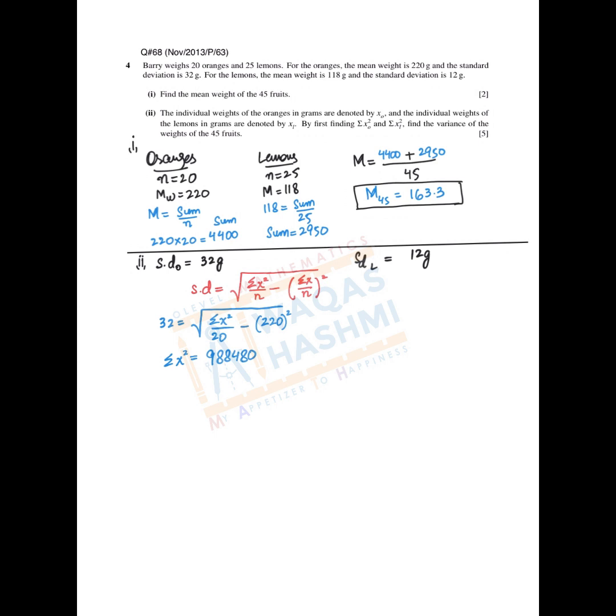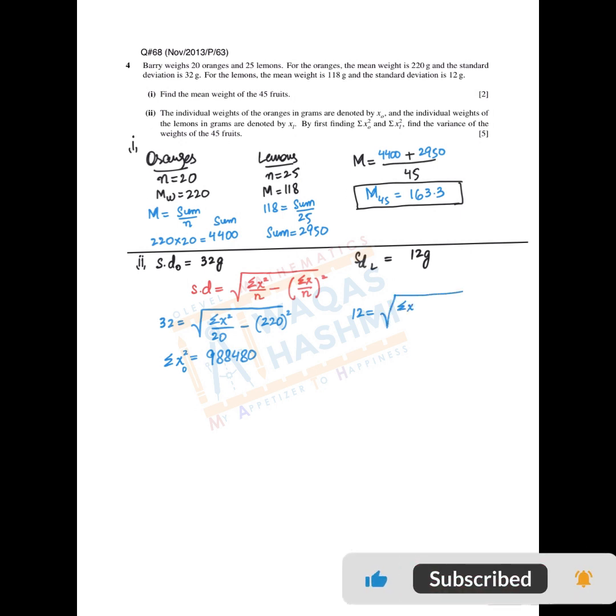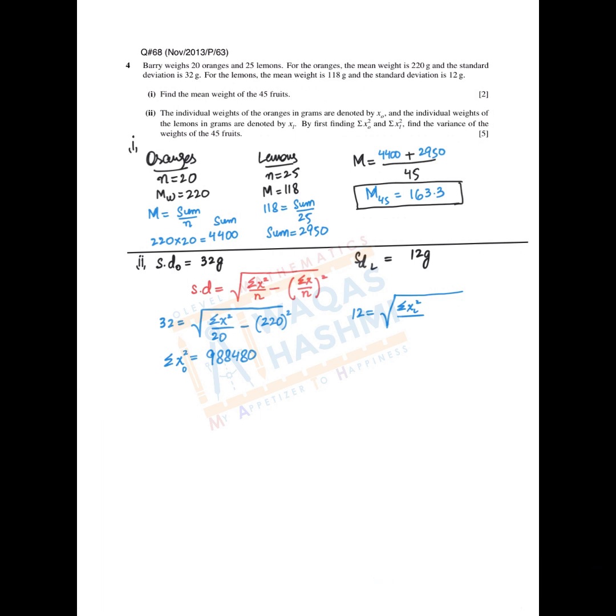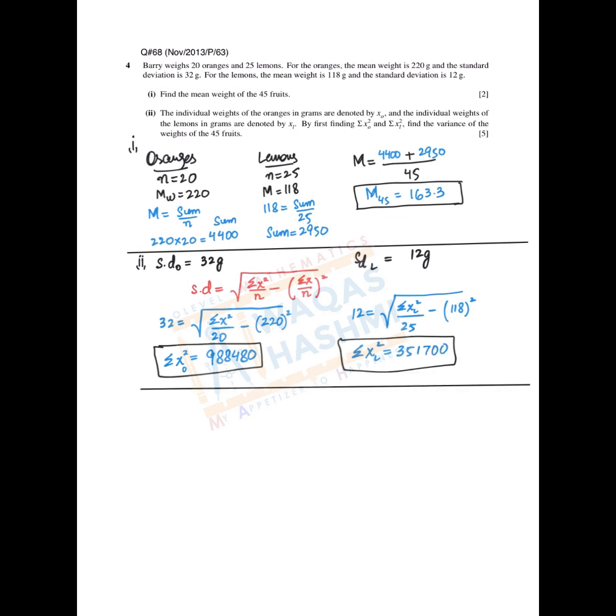With the same approach, I will apply it for summation of XL square, right? The working formula will be 12 is equal to the root of summation of XL square, which we are looking for, divided by how many lemons we have? It's 25, minus the mean value, which is 118 square. Simplified, you will get summation of XL square equal to 351700. Alright, after that we need to find out the variance for the 45 fruits.